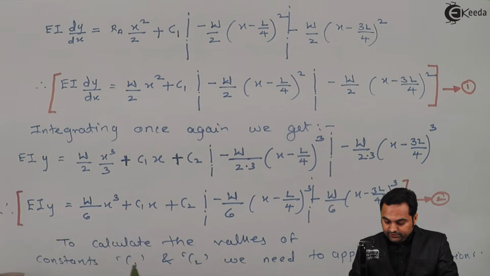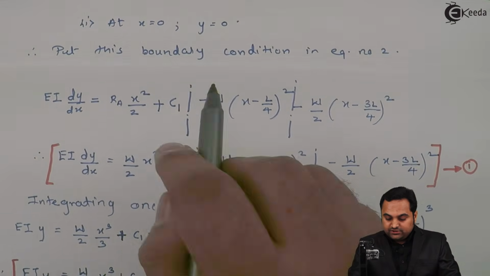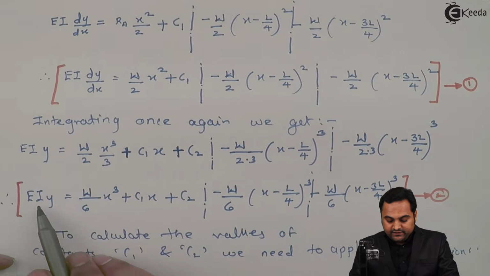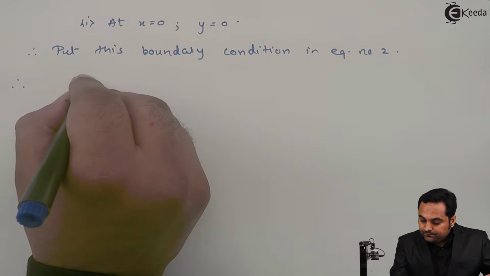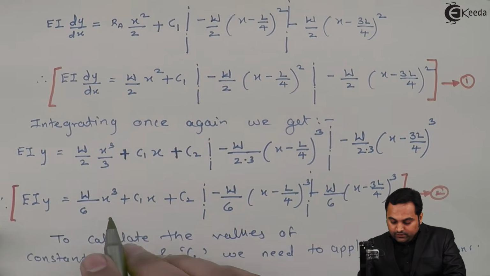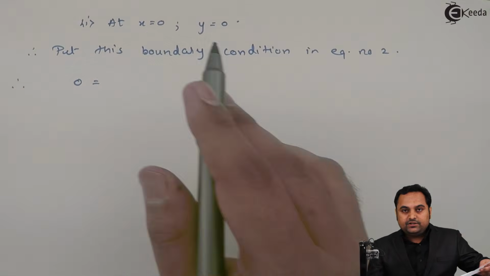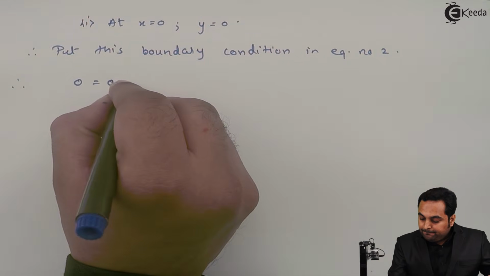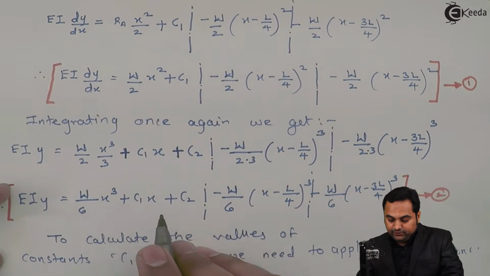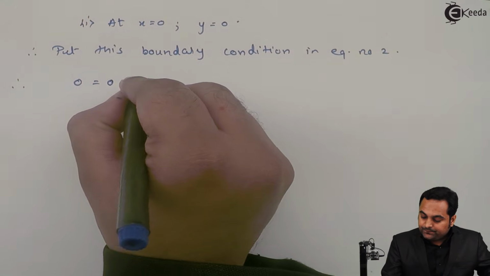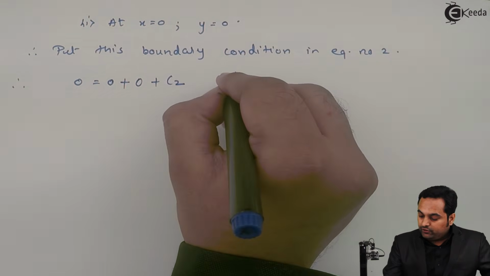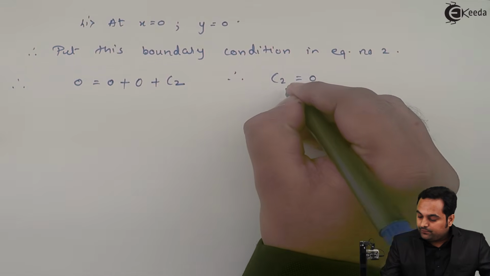Here I'll put the values. First, at x equal to 0, y is 0. So if y is 0, the left hand side becomes 0 equal to, on the right hand side, x is 0, so this first term becomes 0, plus c1 into x, x is 0, plus c2. We have to write it only up till here, so therefore c2 becomes 0.